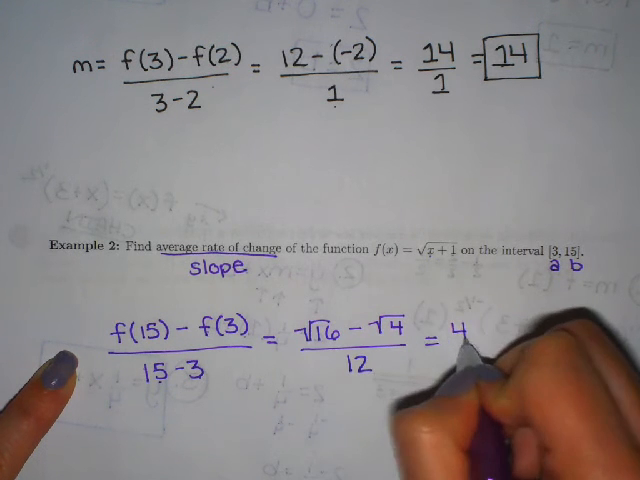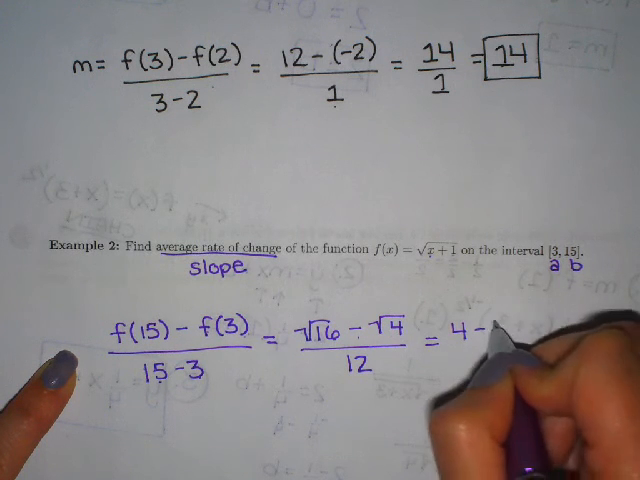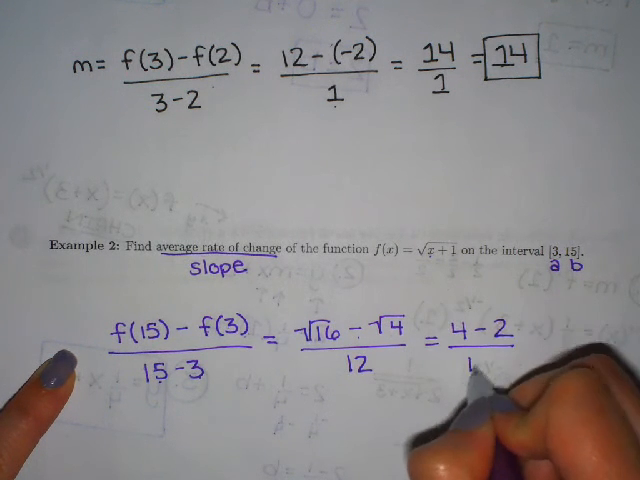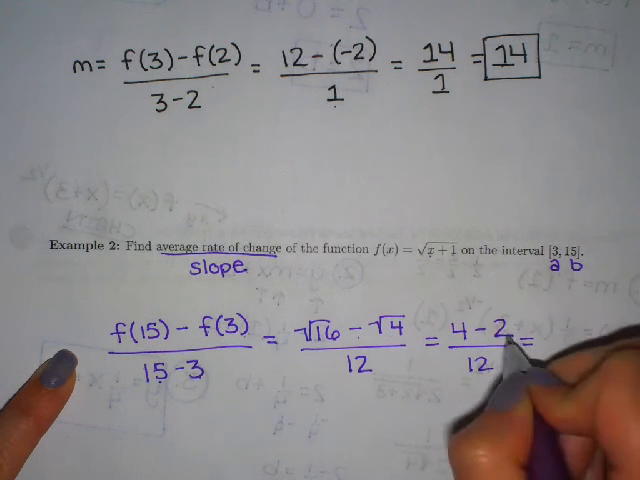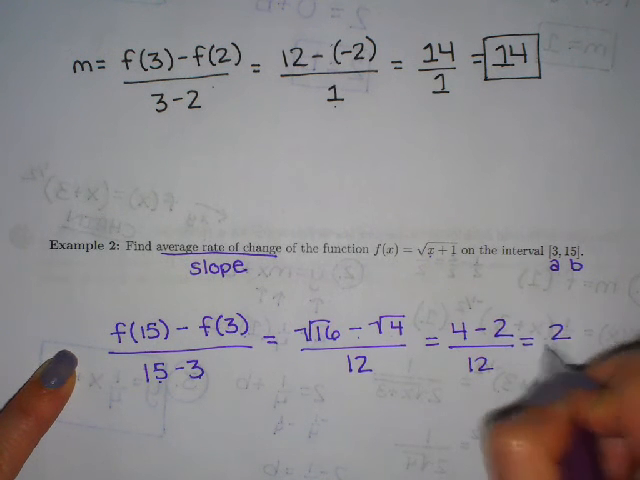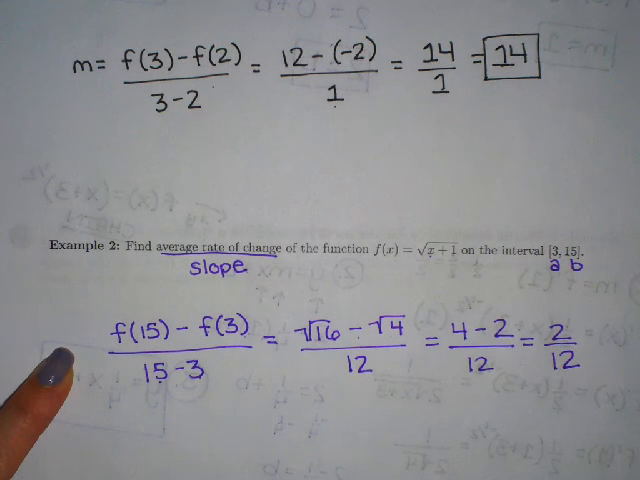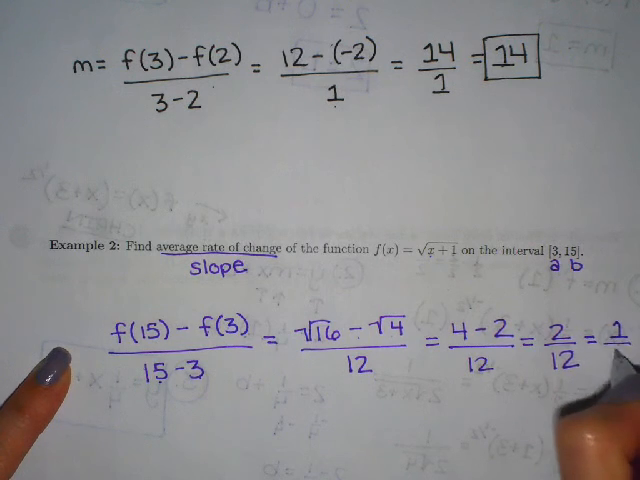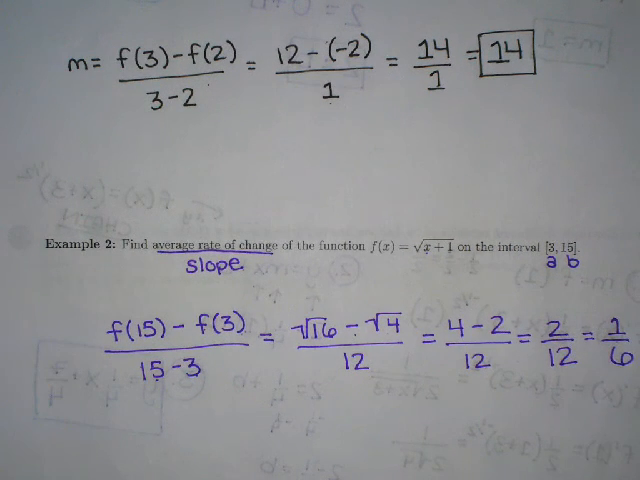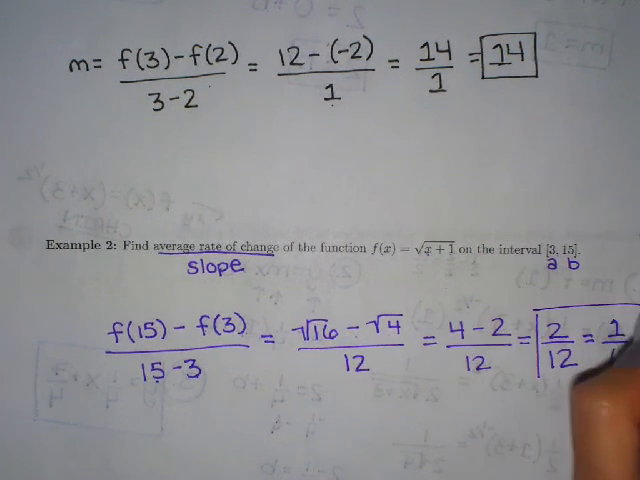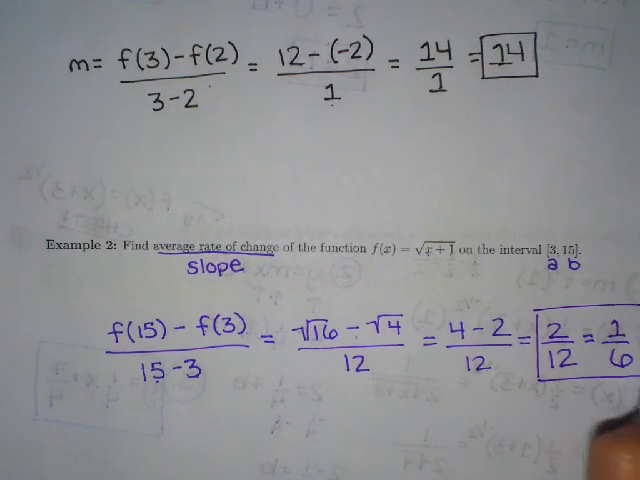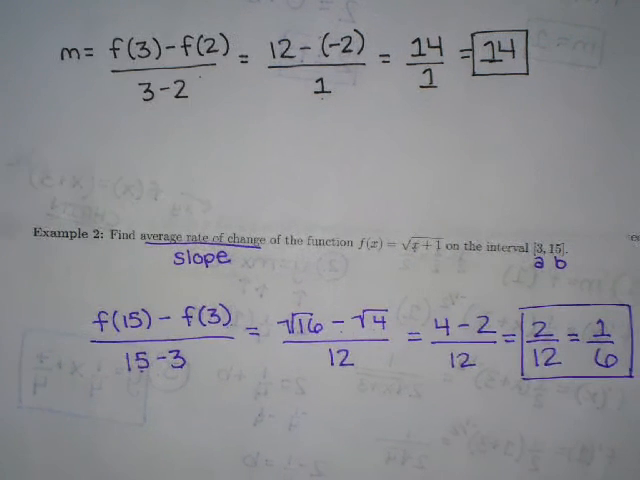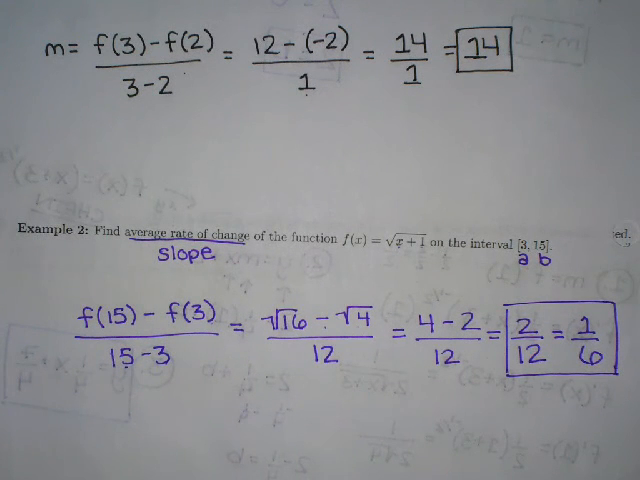So what's the square root of 16? That's 4. Minus what's the square root of 4? It's 2 over 12. So 4 minus 2 is going to be 2 over 12 for average rate of change. If you want to reduce that, you could. That'd be 1 over 6. I wouldn't make it a decimal just because it keeps going. But either of these answers are perfectly fine to enter into WebAssign. They usually just don't want you to round decimals unless it says round to the second decimal place, leave it a fraction.